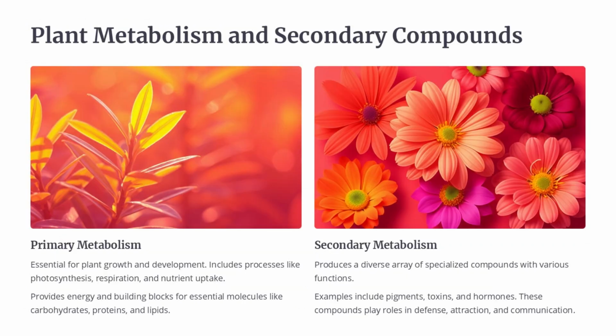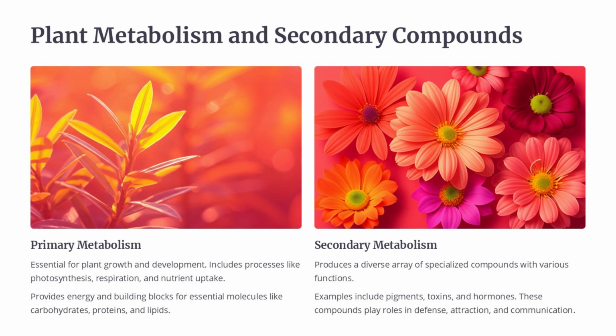Plant metabolism is divided into two main categories: primary and secondary. Primary metabolism includes essential processes like photosynthesis, respiration, and nutrient uptake. These provide the energy and building blocks for growth and development. Secondary metabolism produces a diverse array of specialized compounds that serve various functions, such as defense, attraction, and communication. Examples include pigments, toxins, and hormones.